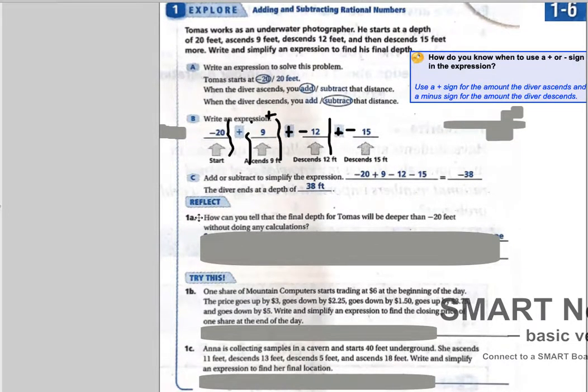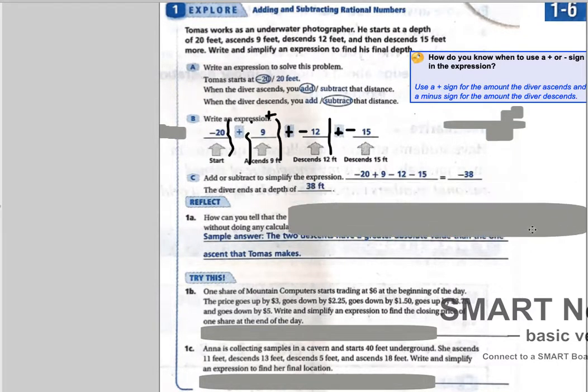So as we reflect, how can we tell that the depth for Tomas will be deeper than negative 20 feet without doing any calculations? I want you to pause the video and think about that. How can you tell mentally that it'll be deeper than 20 feet before you use calculations? All right, hopefully you paused and did some work on this.